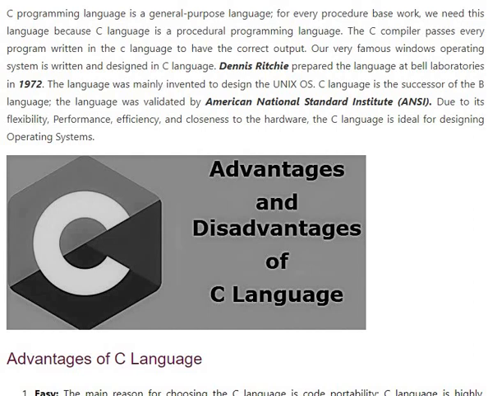C was developed primarily for a multi-user operating system, for a multi-user environment, the Unix operating system. C is developed from a language called B.